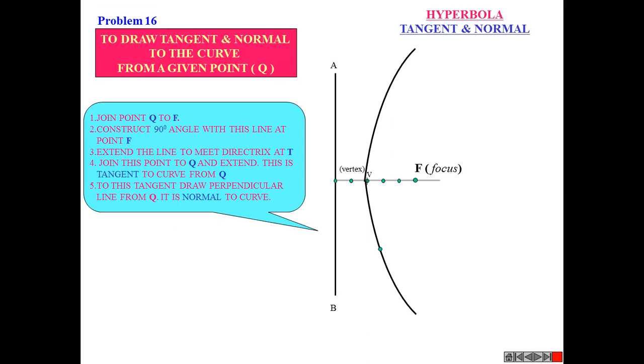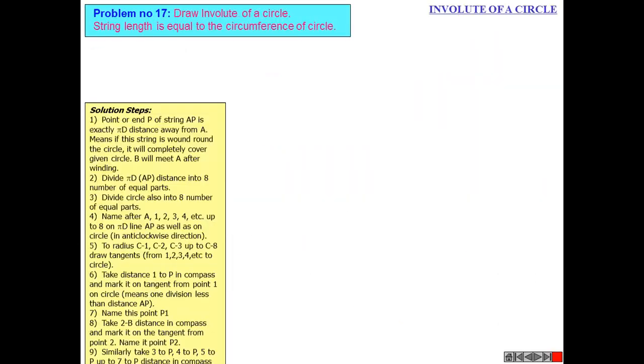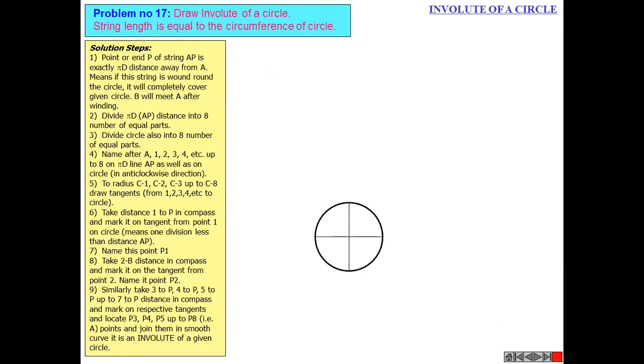Yes. Okay. This is how we drew normal and tangent to the hyperbola. Okay. Then we shifted to involutes. We drew the involute for a circle for three cases: string length equal to the perimeter of the given base shape, string length higher than the base shape perimeter, and string length shorter than the base shape perimeter.